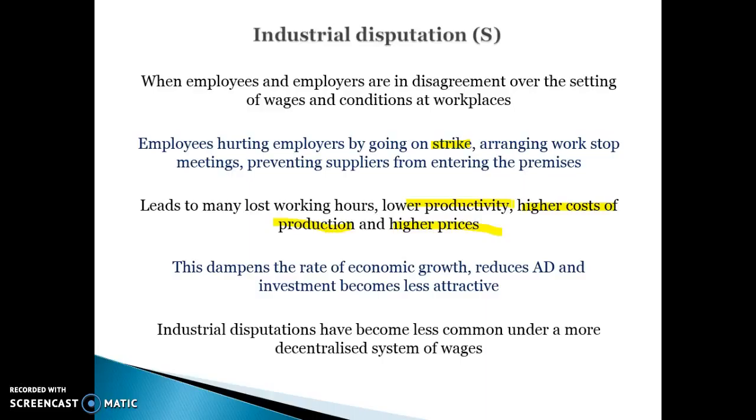When supply shifts to the left, that's going to lead to reduced aggregate demand and less investment spending within the economy and lower our international competitiveness. The good thing in Australia is that the level of industrial disputes has gone down significantly, under a more decentralised system of wages, which is basically about individual contracts, and enterprise bargaining is the main thing used in Australia.